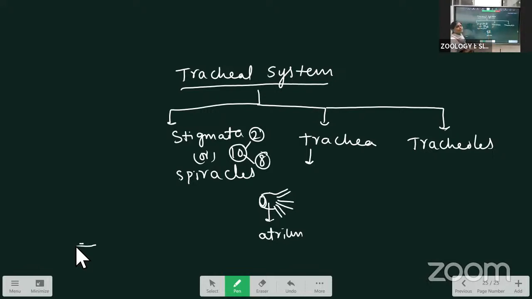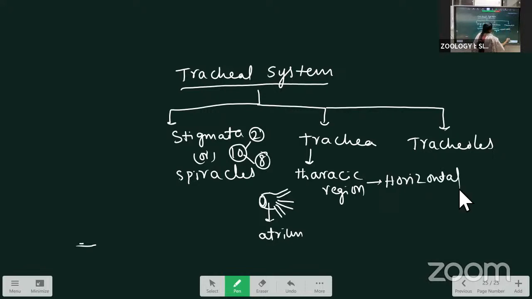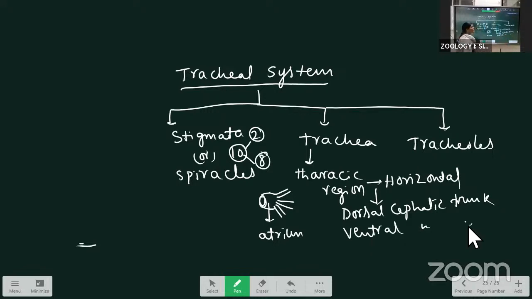In the thoracic region, the horizontal trachea is present. These horizontal trachea connect with each other, and they form the dorsal cephalic trunk and the ventral cephalic trunk. Two trunks are formed in the thoracic region.